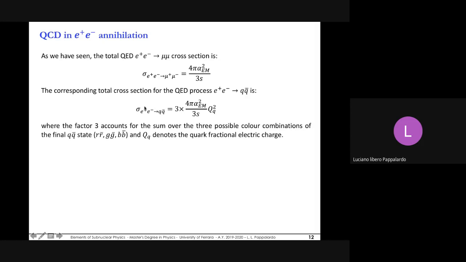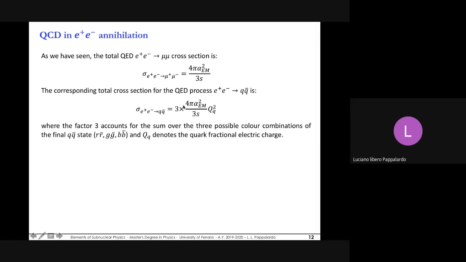Now, let's consider the integrated cross-section for the QED process e plus e minus into mu plus mu minus. Okay, if you remember, you have in your slides for the QED chapter, this was the result. And what is now the corresponding total cross-section for the process e plus e minus into q q-bar? Okay, so clearly it must be essentially the same apart from a few minor differences.